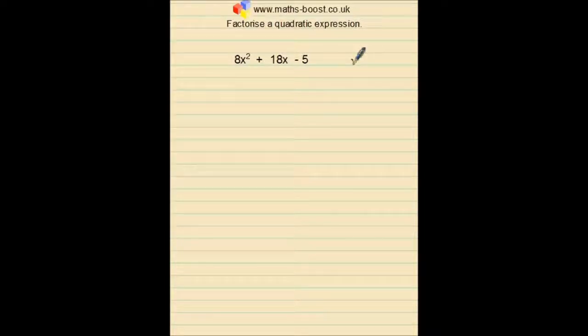We're going to look at a method of factorising a quadratic expression where the coefficient of x squared isn't simply 1. Before we begin, the quadratic should be in this form: ax squared plus bx plus c. A is the x squared coefficient, in this case 8. B, the x coefficient, in this case 18. And c is simply the number on the end, in this case minus 5.